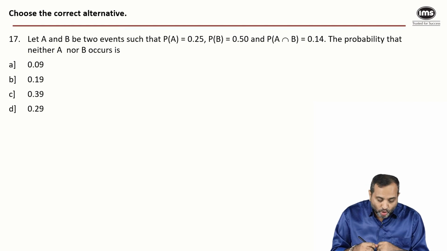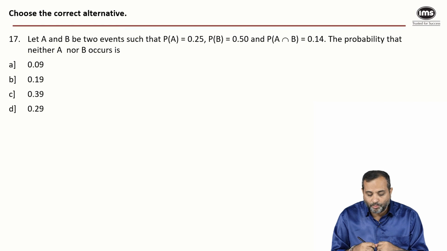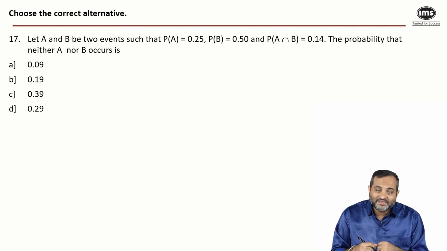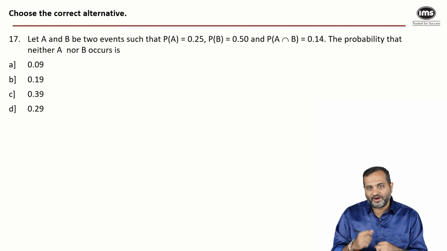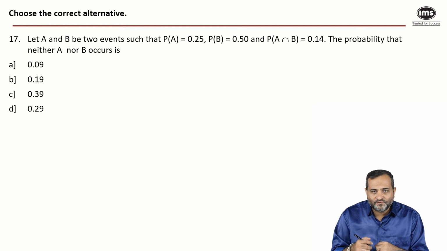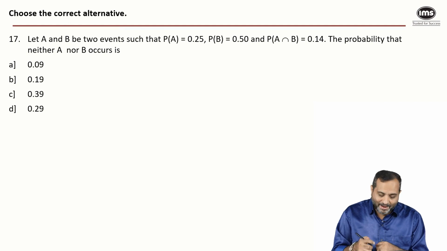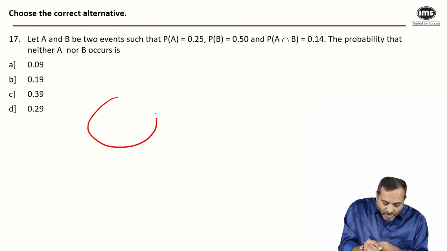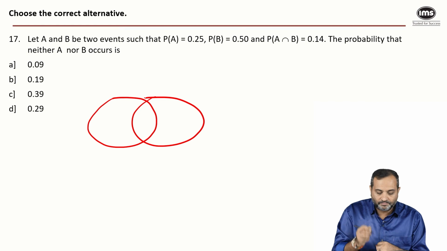A and B are two events such that P of A is 0.25, P of B is 0.5 and P of A intersection B is 0.14. The probability that neither A nor B occurs is what we are supposed to find. So you can definitely use the formulas and so on. What I am going to do is solve this question using a Venn diagram.